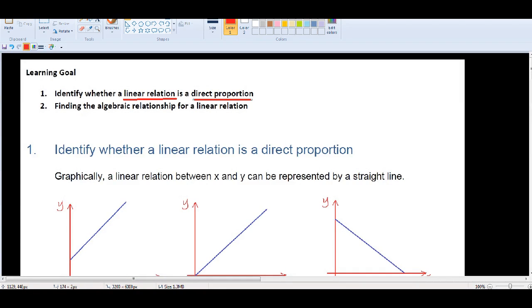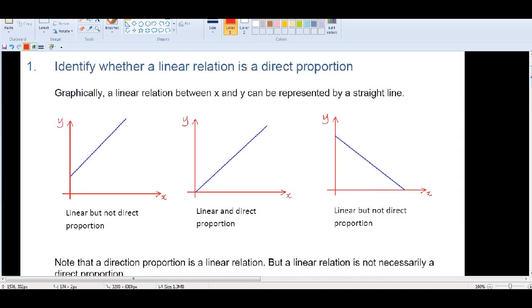Let me make it clear. A linear relation is a relationship where, in the graph of x and y, you see a straight line. But we have learned that for a direct proportion, it's also a straight line. So what's the difference?